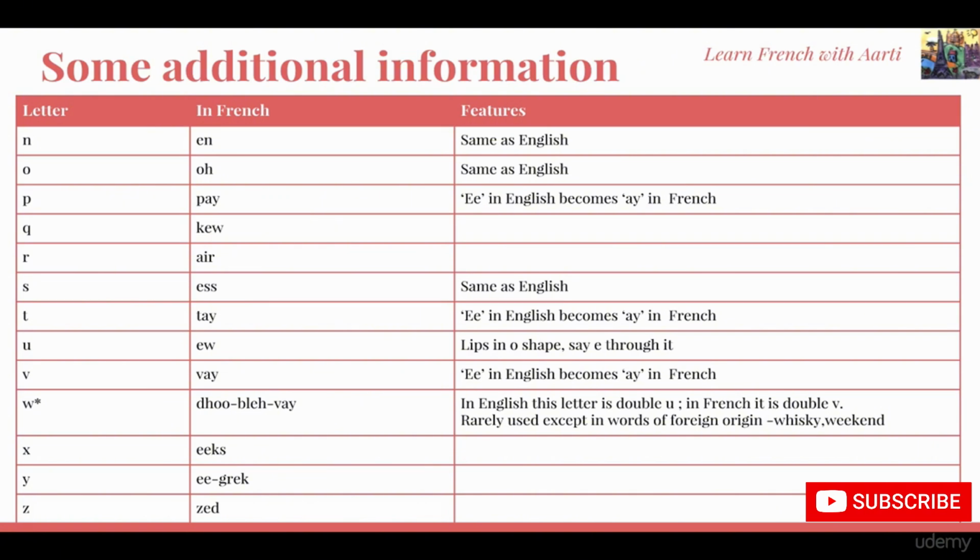T, it's the E sound, so it becomes A. T becomes T. U. U becomes U. We form this sound by saying O first. So the lips are in O shape, and then we say E through it. U.